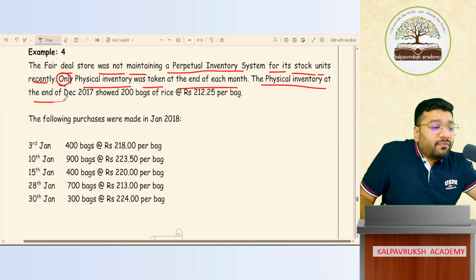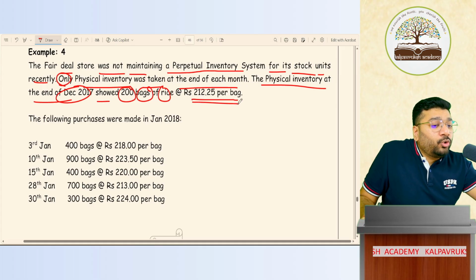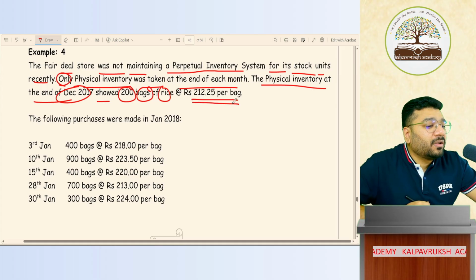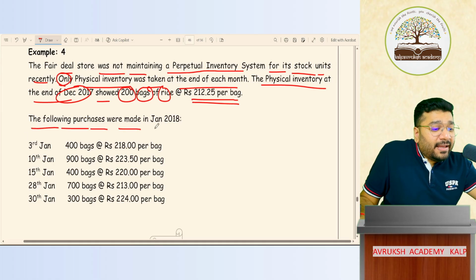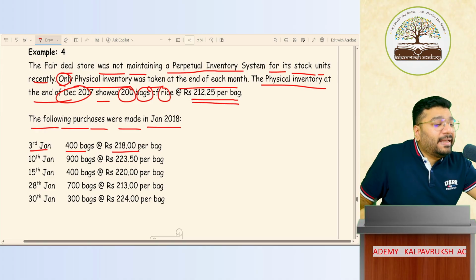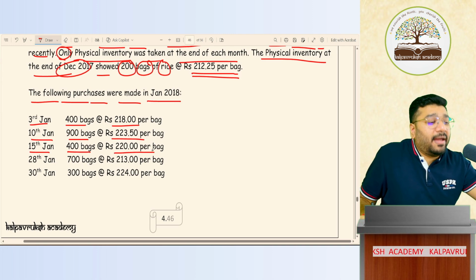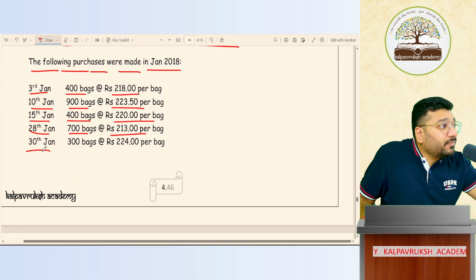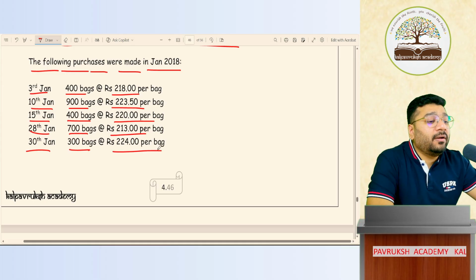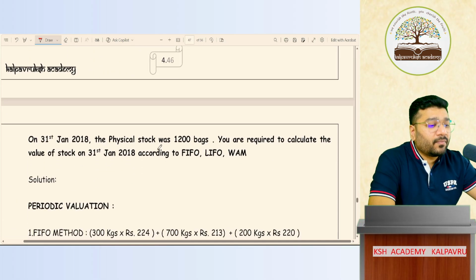The physical inventory at the end of December 2017 showed 200 bags of rice at 212.25 per bag. The following purchases were made in Jan 2018. 3rd Jan, 400 bags at 218 per bag. 10th Jan, 900 bags at 223.50 per bag. 15th Jan, 400 bags at 220 per bag. 28th Jan, 700 bags at 213 per bag. 30th Jan, 300 bags at 224.00 per bag.